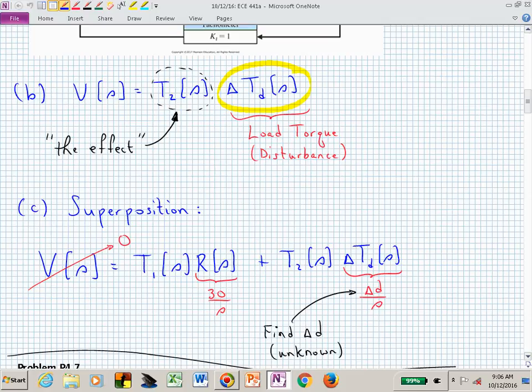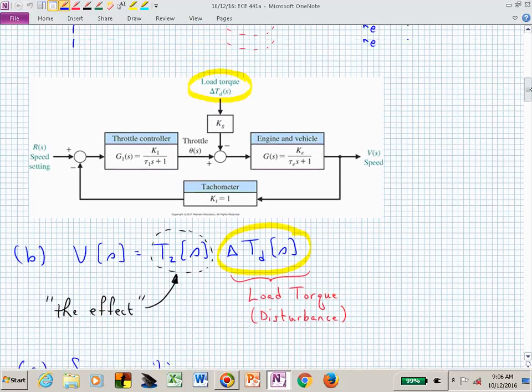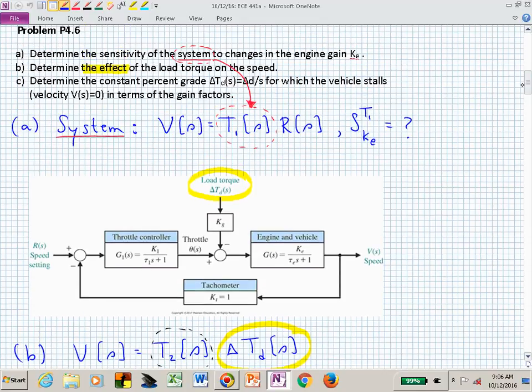He wants to know, when does it stall? That means your velocity will be 0. And now you are trying to find this constant number, delta D, that satisfies this equation when it's equal to 0. That's part number C. And that maybe wasn't that clear from the problem statement. Determine the constant percent grade, that's the delta T sub D, where it's really just the delta D in the delta D over S for when the vehicle stalls, and that means your velocity is 0.